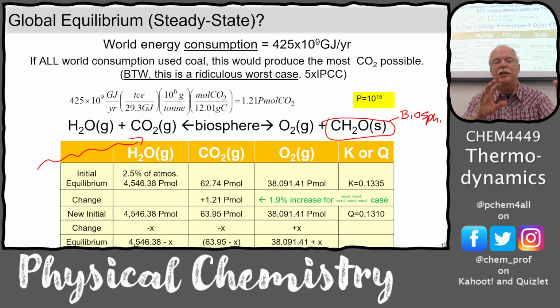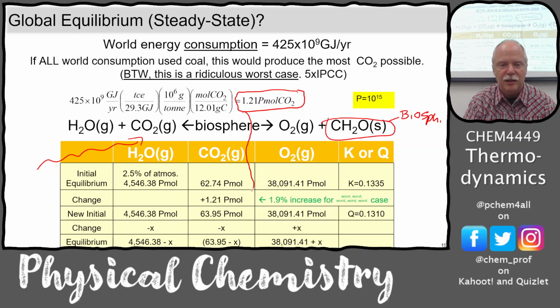So there will be a change in the water and a change in the oxygen, but those are so huge we won't even be able to detect their changes. We will see what happens to CO2. So it's kind of like the limiting reactant in this case. If we did, again, this ridiculously worst case scenario, we could generate 1.2 petamoles of CO2. So that's going right in here. That's the change row in our little equilibrium. And remember, that's the worst case.